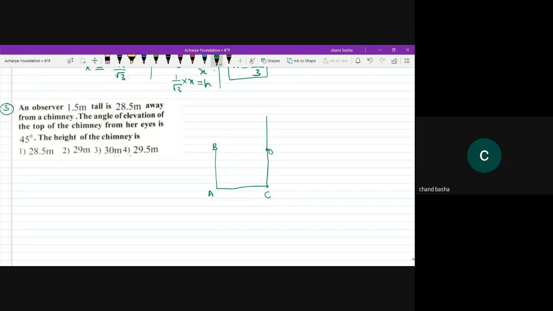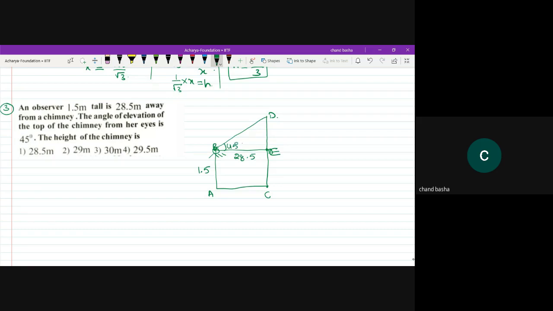AB is a person's height, and it is also the same as CE. What is the height of a person? 1.5. And here is a person. He is observing the chimney. Am I clear? And how much distance away from the chimney is he? 28.5 meters away from the chimney. And I'm taking this as E, and this should be D. DE will be the chimney. CE, AB is the height of the person or observer. The angle of elevation is given to you as 45 degrees.